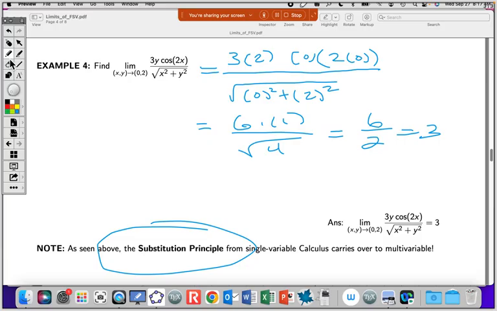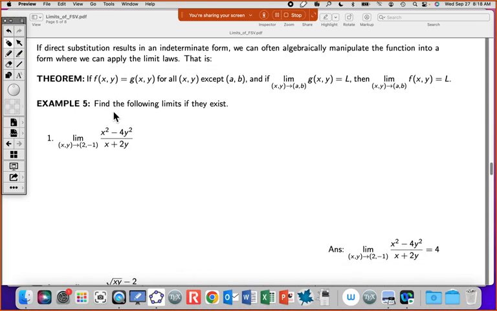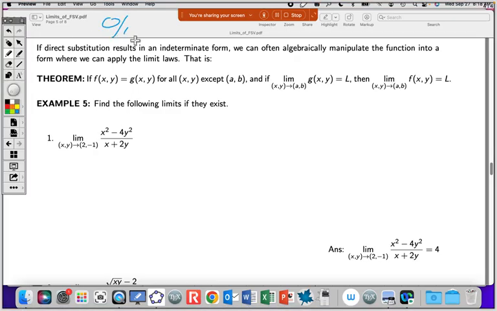So the substitution principle is in full effect here. Okay. And once again, that's usually what you do. If you're encountering a limit, the first thing you try is substitution. In other words, you're checking to see if the function's continuous. And if you can get away with that, then that's your limit. If direct substitution fails and you get an indeterminate form, like a 0 over 0, for instance, then you can do the same kind of things you did in Calc 1 to help resolve that indeterminate form.